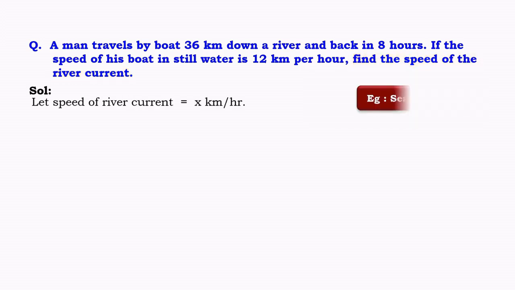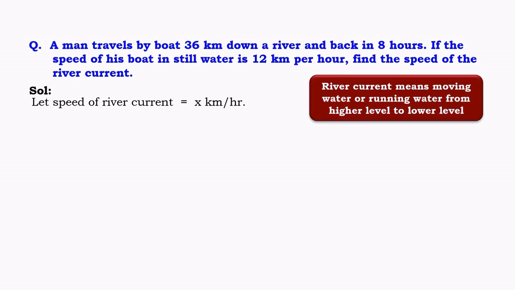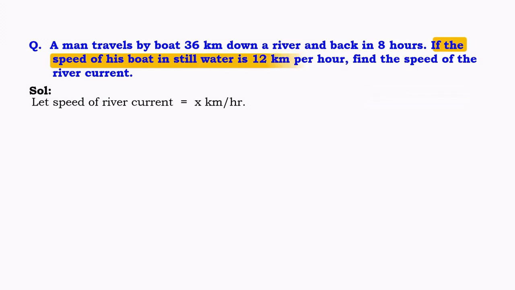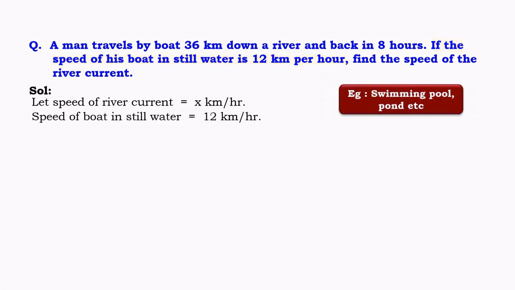Before solving the problem, let us understand two important terms. A river current is the natural flow of water in a river. On the other hand, still water means water that is not flowing, such as the water in a pond or a swimming pool. Now, let us look at the downstream journey.